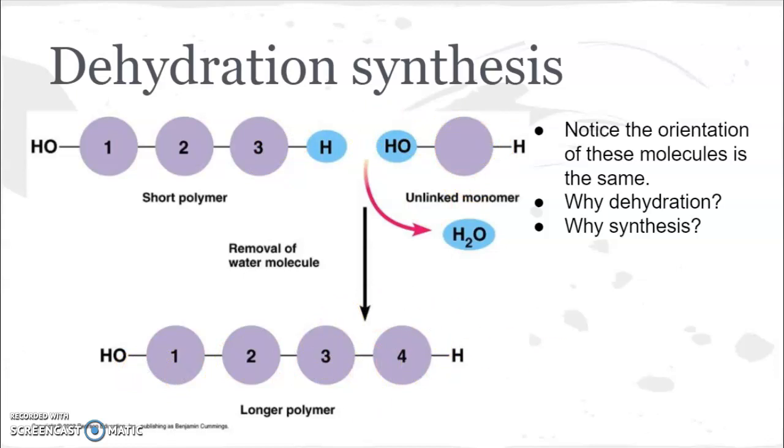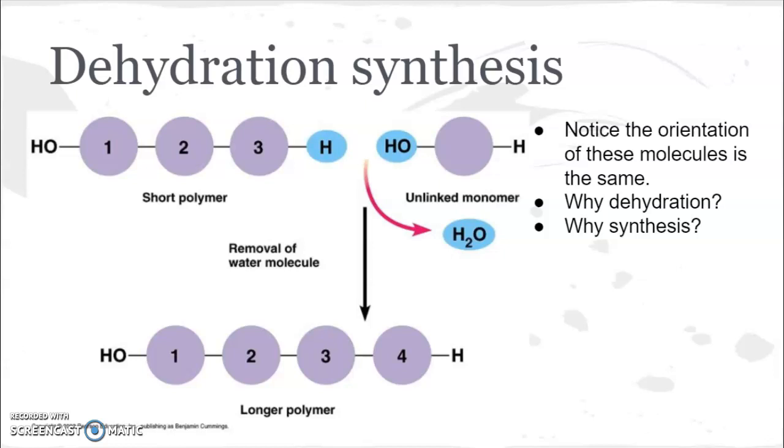Notice that the orientation is really important because you have to have H and OH next to each other so they can form that water molecule. If they weren't there, then they couldn't form the water molecule. So here's why it's called dehydration synthesis. Dehydration, because essentially we're removing a water molecule from our monomers, and synthesis, because we're making something new, we're building something. So the name kind of tells you what's going on.